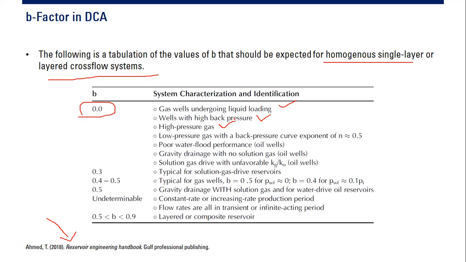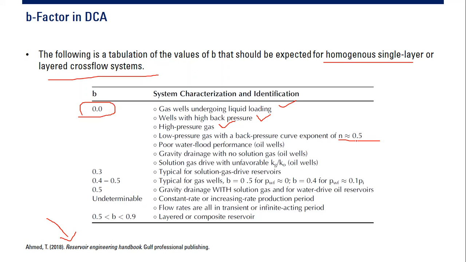Gas will produce relatively easily compared to oil. So you can imagine that you will produce with a faster decline rather than a curved production trend like what we have in the hyperbolic or harmonic trend. And also low pressure gas with a back pressure curve exponent n equal to or around 0.5.